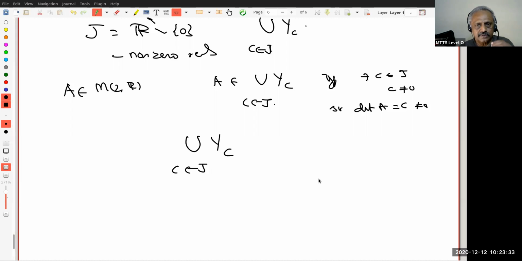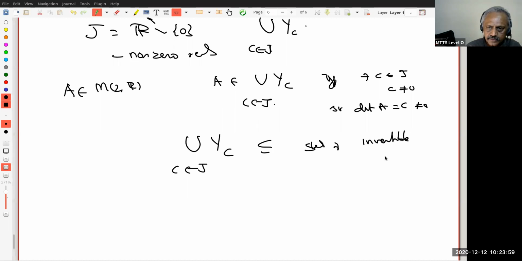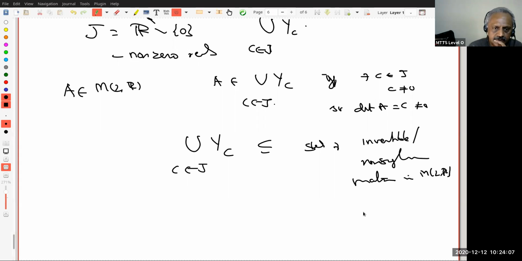Therefore, you can see the union of Y_C, C in J. Now you will understand what I said earlier: the properties are elements in the subset. The moment you think of a matrix such that the determinant is non-zero, what do you think of? It is invertible, it is non-singular, right? Therefore, if A belongs to the union of Y_C, then this is a subset of the set of invertible or non-singular matrices in M2(R). Now I want to know whether it is equal.